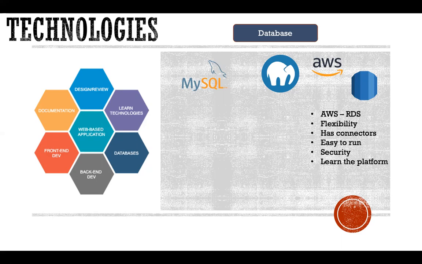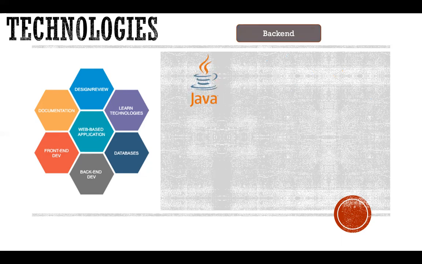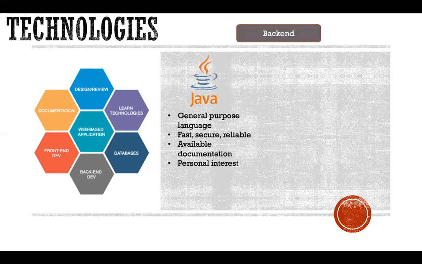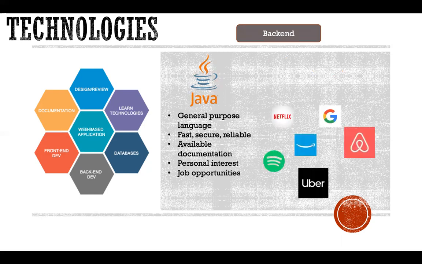In the backend, I used Java instead of PHP. Why? Because Java is a general purpose language, fast, secure, reliable, with a lot of available documentation. It is also my personal interest, because I like this kind of object-oriented language instead of PHP. And also, why not? I want to become a software engineer, and I know that these companies use Java as a language.